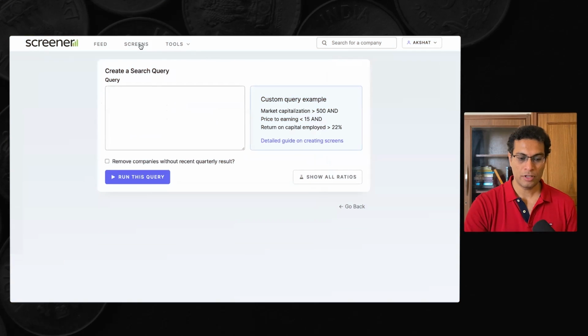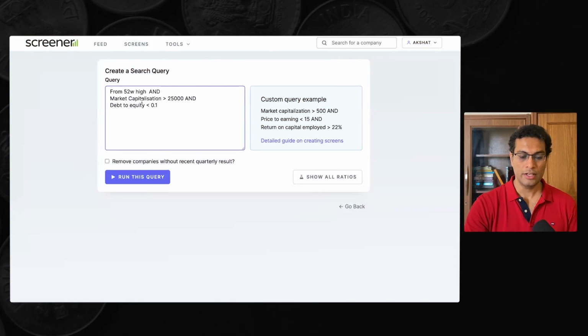But just so you don't make any major mistakes, let me just open up Screener and teach you how you can put some filters so at least you're not making a major mistake here in terms of identifying firms. So you go on Screener and you type on screens and you create screen, and then you go and type out this query. So you can literally copy paste it.